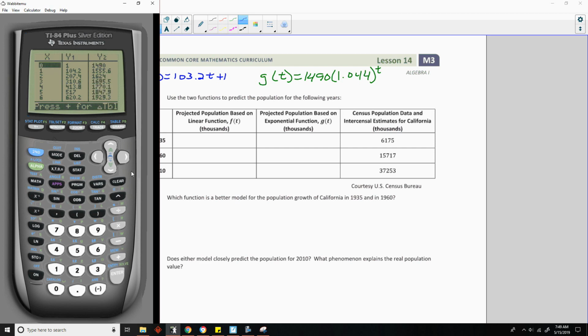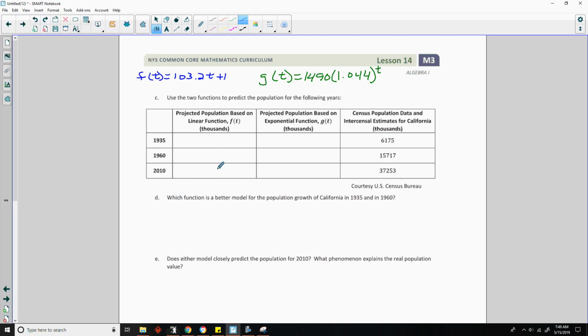What I want to do is go to my table. And the next thing I want to do is calculate values that they're asking for here. So the year is 1935. Remember that it's years since 1900. So my x in this case, or my t, is 35. 1935 minus 1900 is 35. 1960 minus 1900 is 60. And 2010 minus 1900 is 110 years. So these are my values I care about in my table. So I'm going to plug in 35, 60, and 110 for x in my calculator.